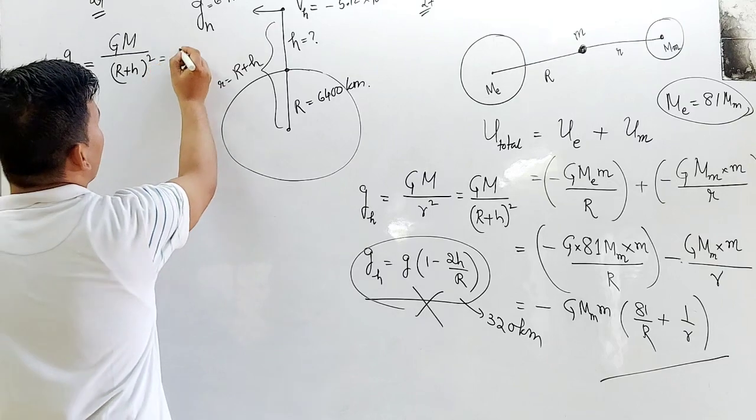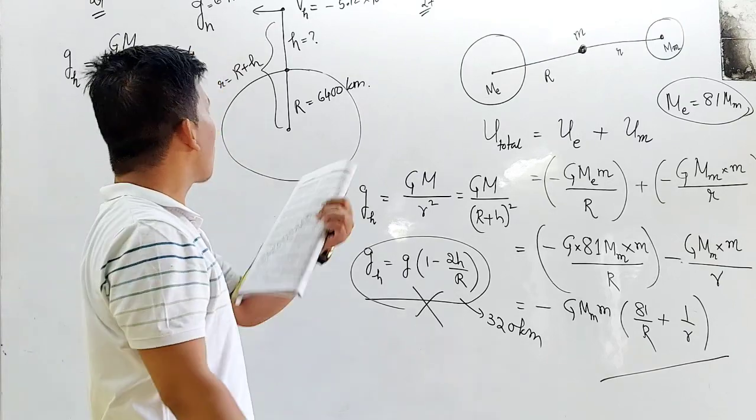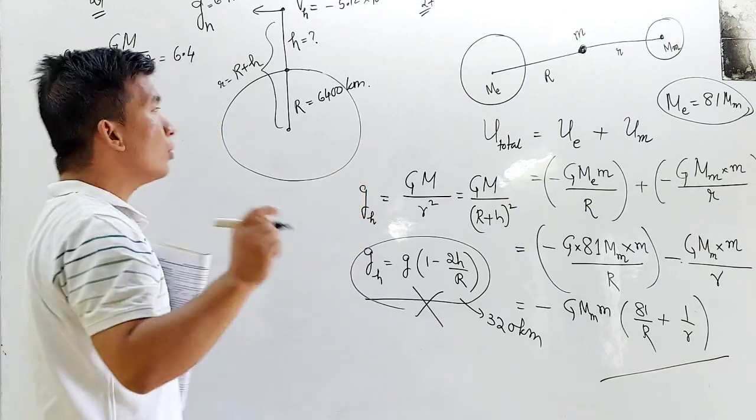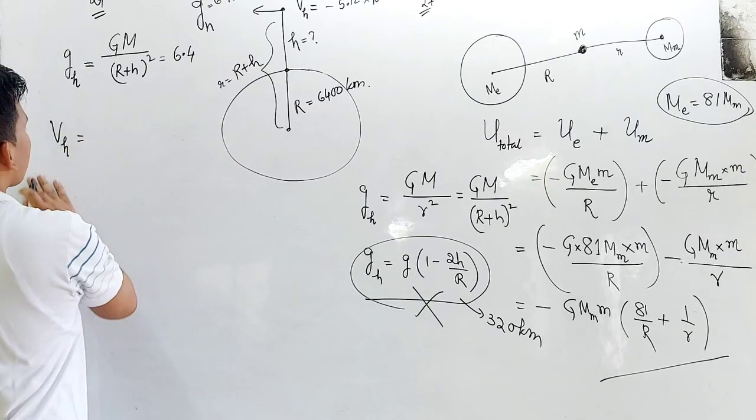My value is capital M. This is 6.4. Now what about the potential at this height?